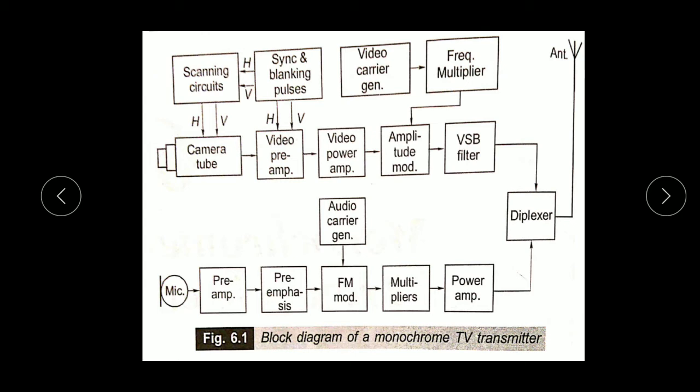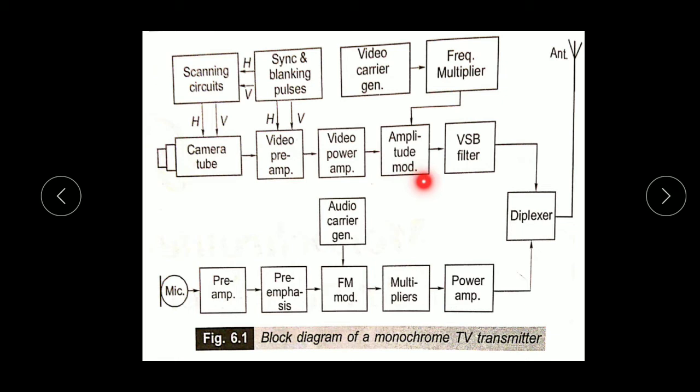We don't need this type of signal in the audio path. Basically it is a simple audio recorder that converts sound into an electrical signal and transmits it to the antenna. In the video path, after the camera tube comes the video pre-amplifier, which amplifies the signal, and then the video power amplifier, which enhances the power level of the video signal.